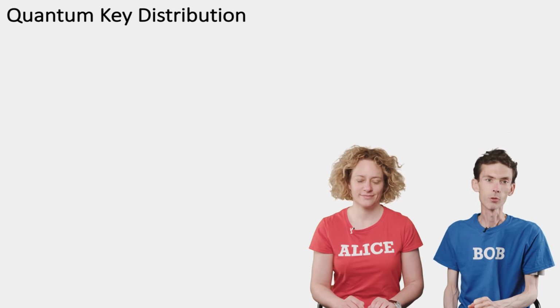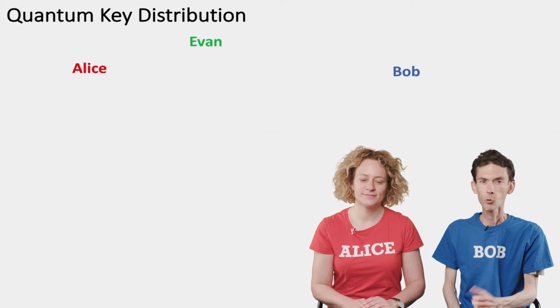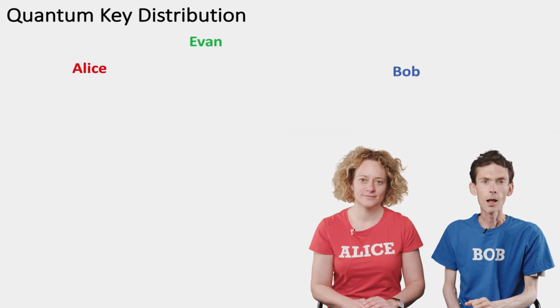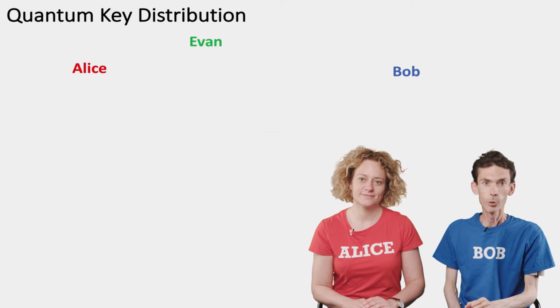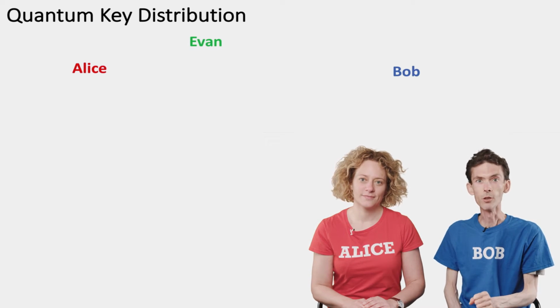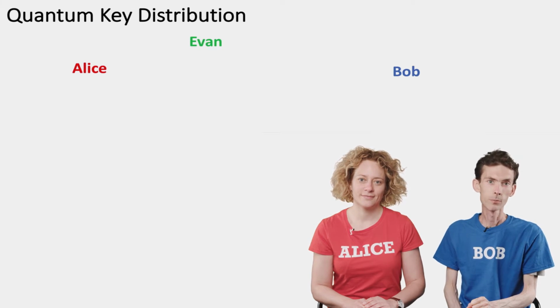This week we are going to discuss quantum key distribution. So what does the protocol for quantum key distribution, QKD, actually look like? So we have our usual protagonists, Alice and Bob. They trust each other, but they don't have access to a secure channel using which to communicate.